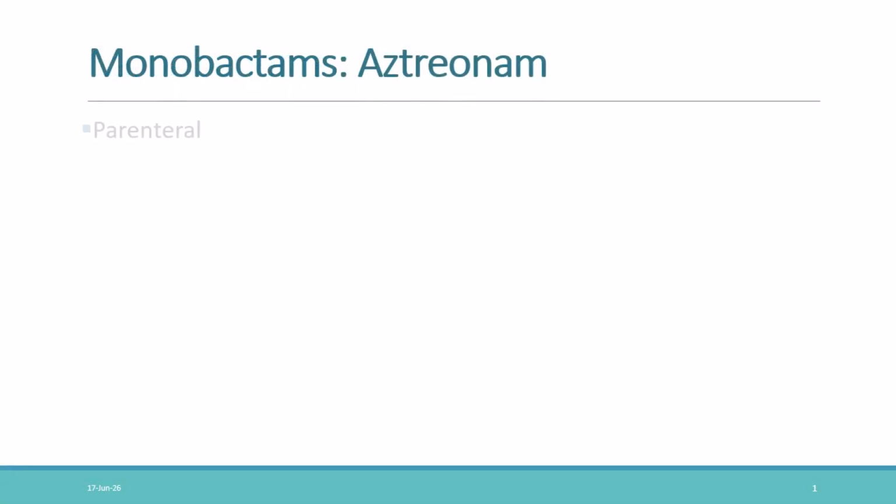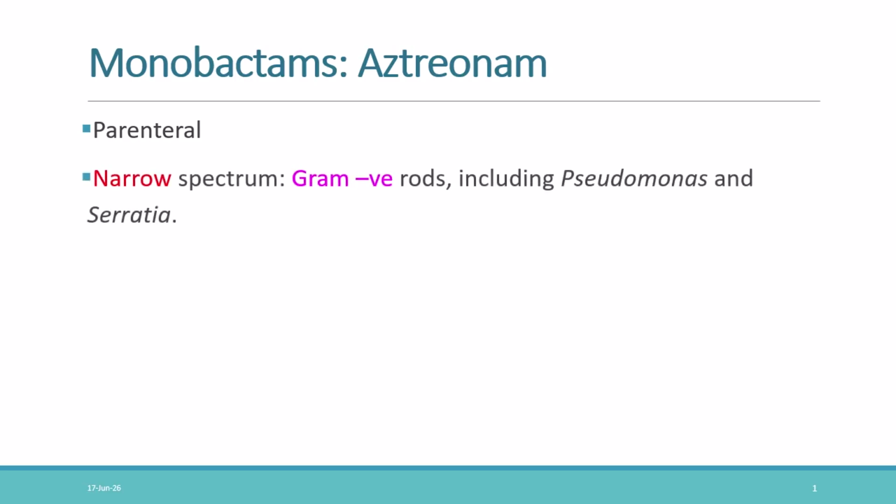Aztreonam is the only clinically important monobactam. Structurally, it differs from other beta-lactams because it contains a single beta-lactam ring without the fused ring system seen in penicillins, cephalosporins, and carbapenems. Its antibacterial activity is restricted primarily to aerobic gram-negative organisms, including Pseudomonas aeruginosa and Serratia species.